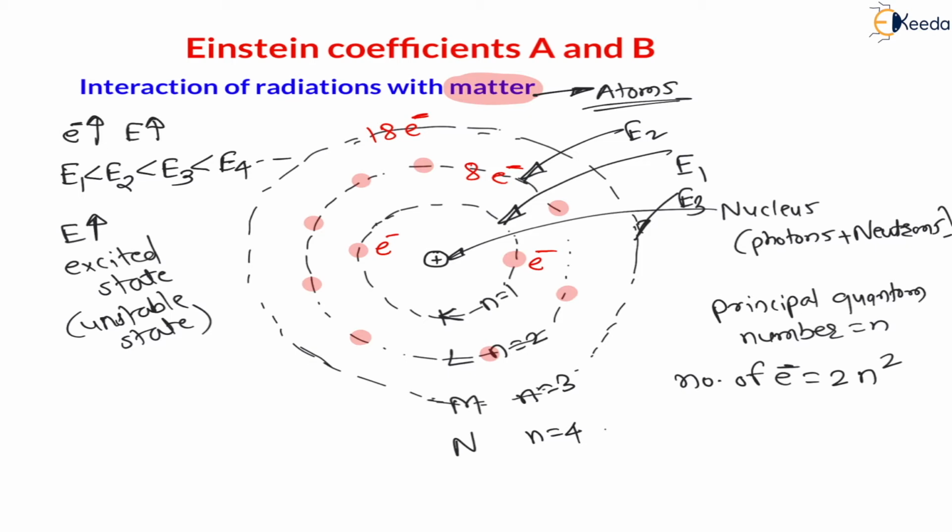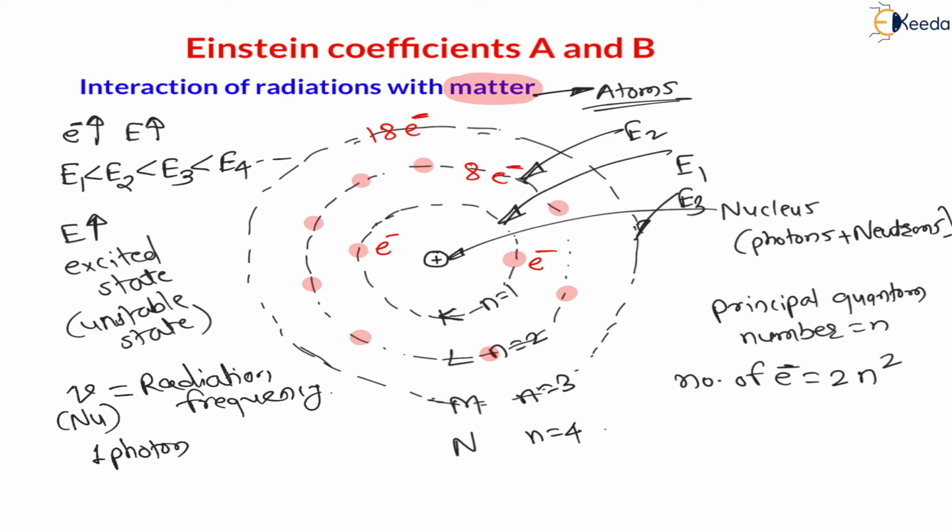Now my dear students, one more terminology you have to understand, that is nu. Nu is nothing but radiation frequency, or also simply called the frequency of radiation. This is important. And the energy in one photon, if I give one photon, the energy E is nothing but h nu. This also you have to understand from the basic understandings, right? One photon contains the energy of h nu.